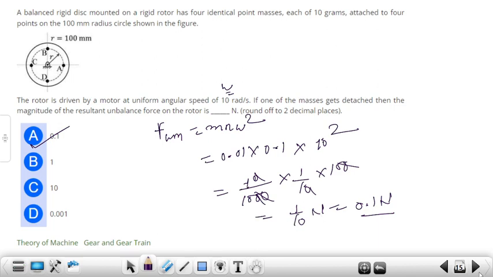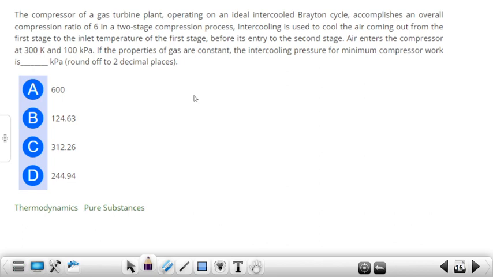Next question. The compressor of a gas turbine plant operating on ideal intercooled Brayton cycle is accomplished by overall compression ratio, compression ratio given 6, in a two-stage compression process. Two-stage, and the intercooling is used to cool the air coming out from the first stage to the inlet temperature of the first stage before its entry to the second stage.